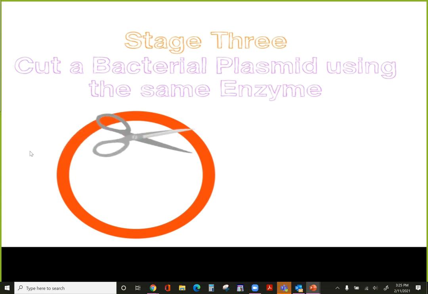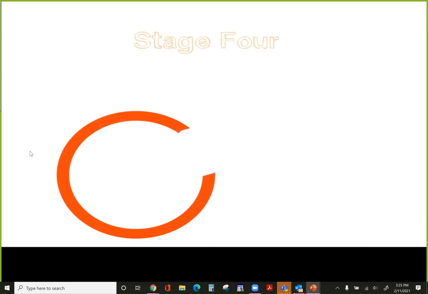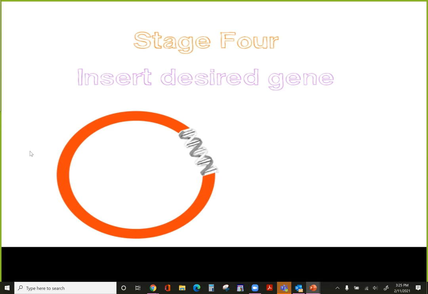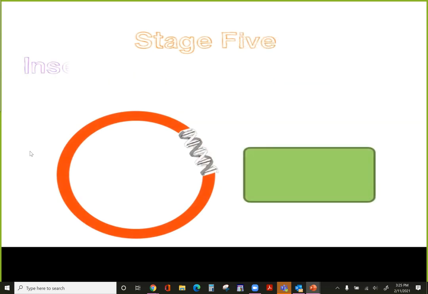The reason we do this is so that we remove a very particular section of that plasmid that our gene that we want to replicate is going to fit beautifully into. And that's stage 4. So we're going to insert the desired gene into our cut bacterial plasmid. In it goes. And then we're going to insert that whole new modified plasmid into a bacterium.